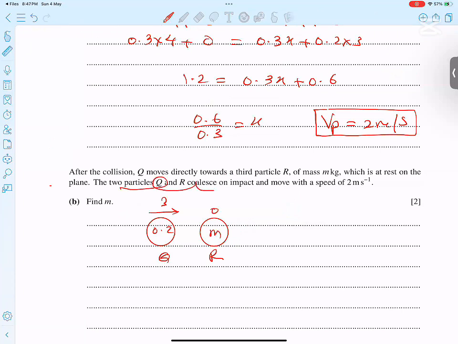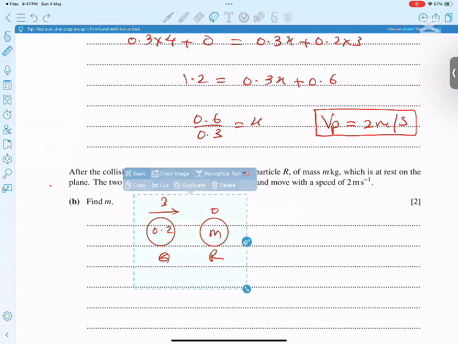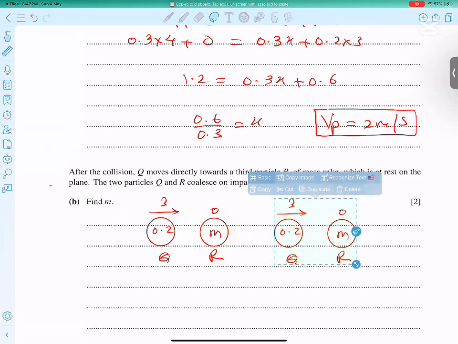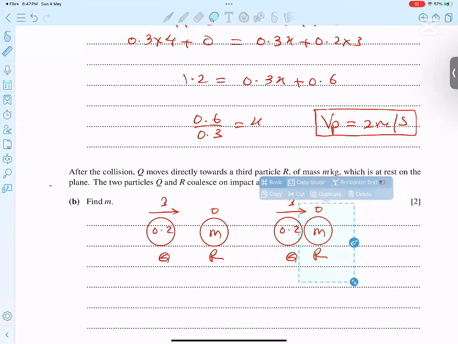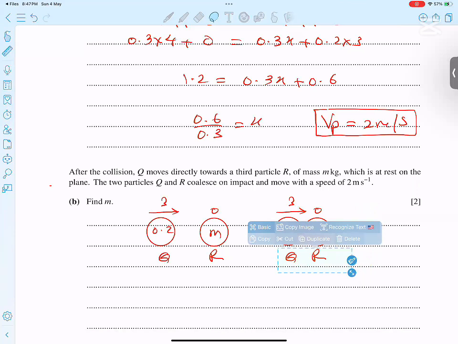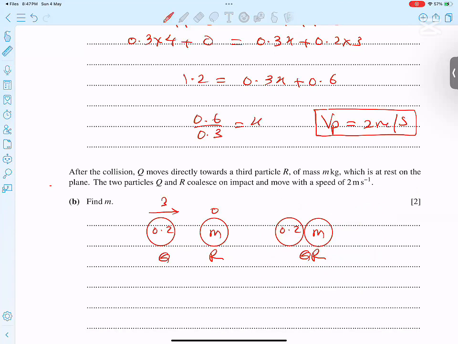And the two particles Q and R coalesce and move with the speed of 2. It means they will go together. So how to show that together? I count Q and R together. Okay, and the speed is what? According to the situation, this becomes like one object. Okay, and now the speed is 2.